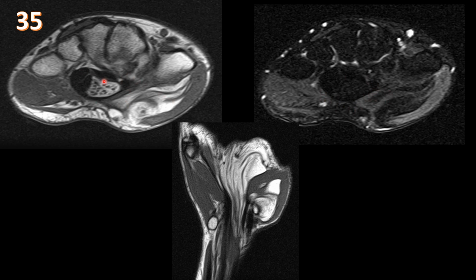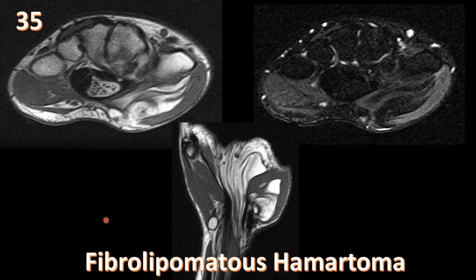So this cord appearance in the axial, and this spaghetti appearance on the coronal images is very characteristic of a fibrolipomatous hamartoma, which is a benign neoplasm of the nerve that gets proliferated with fat and fibrous tissue.